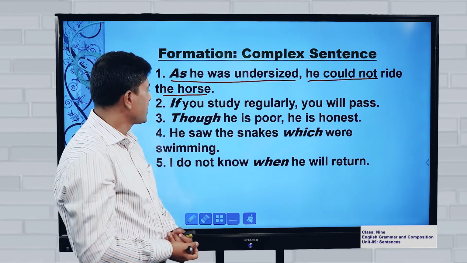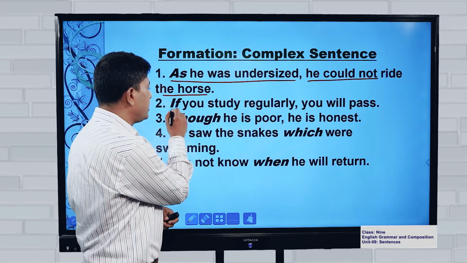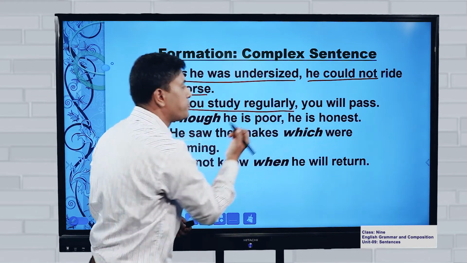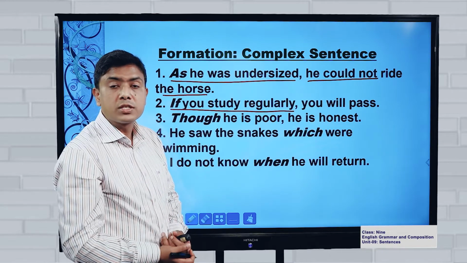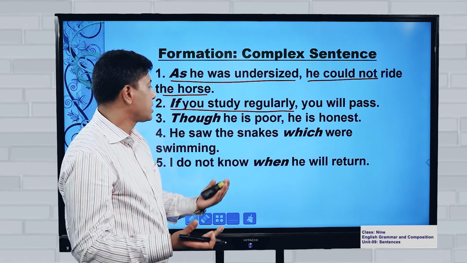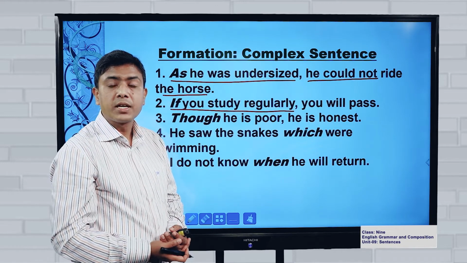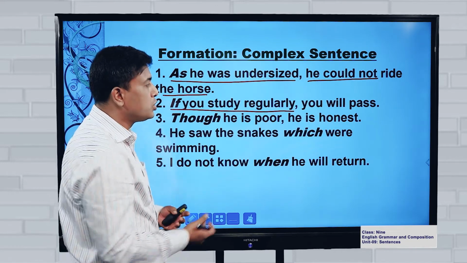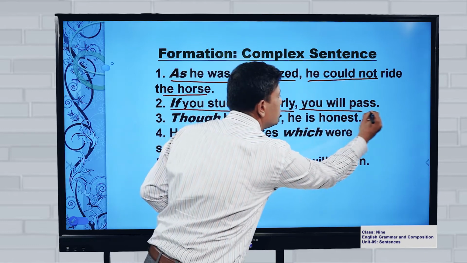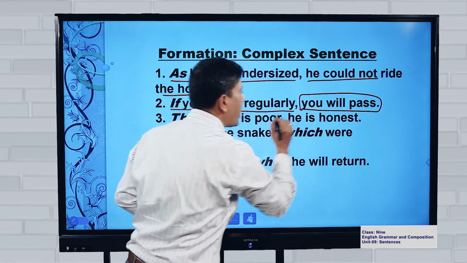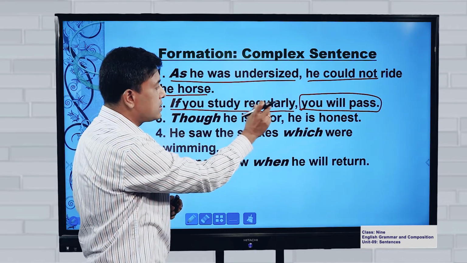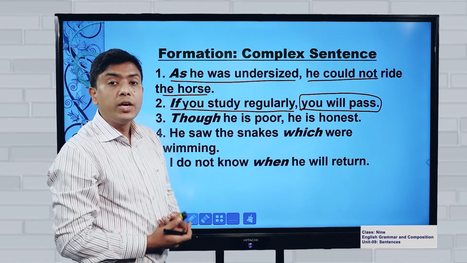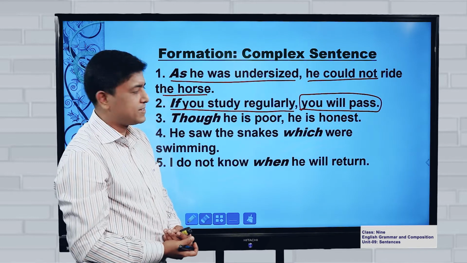Very easy. Second one, if you study regularly, this is our dependent or subordinate clause because it itself is not giving us a complete thought. When you say, if you study regularly, it is incomplete. So, to complete the sentence, you have used this particular independent clause. So, combining this independent and dependent clause, we have formed complex sentence.